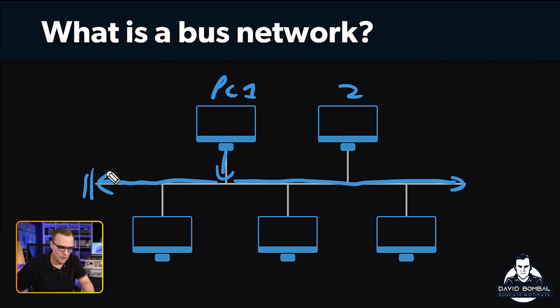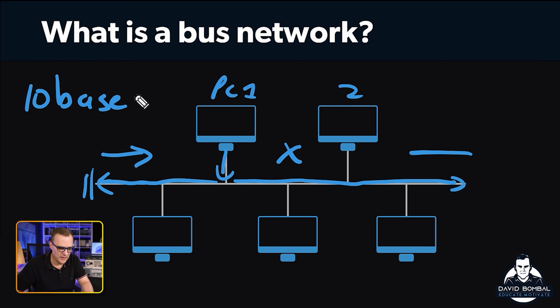And if there wasn't a terminator here, the signal would bounce back and cause a collision in the network, which would basically destroy the network. Hence, it's called baseband. So 10 base 5. Only one signal can traverse the wire at any given time. Only one person can speak. So there were big issues with this topology.